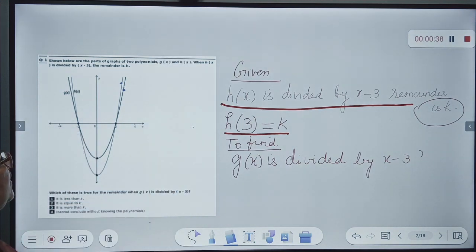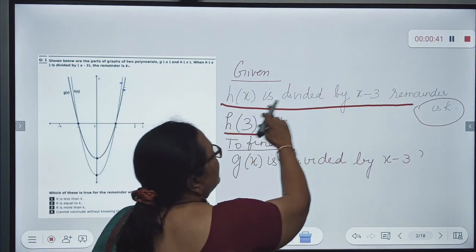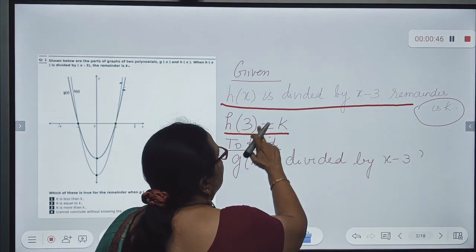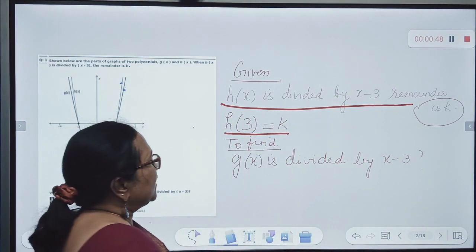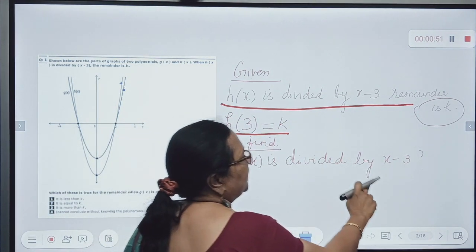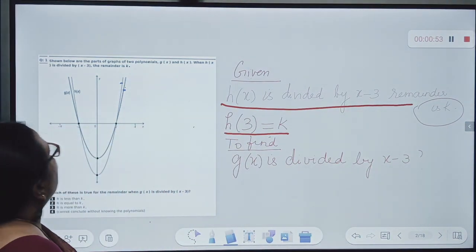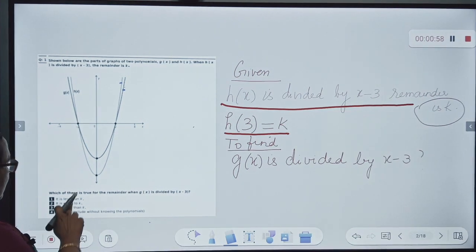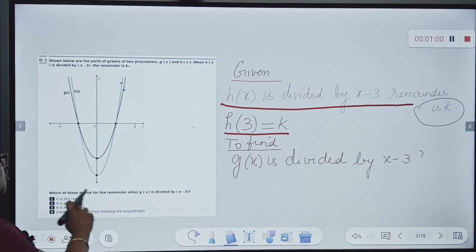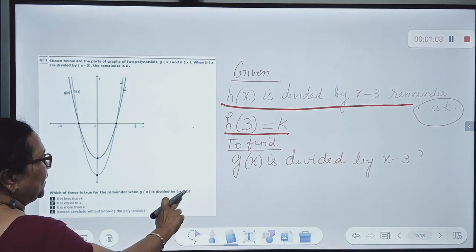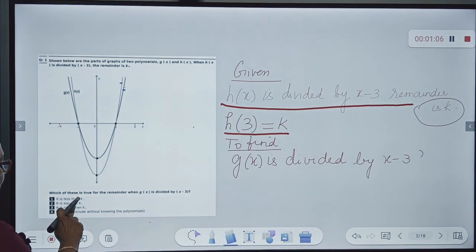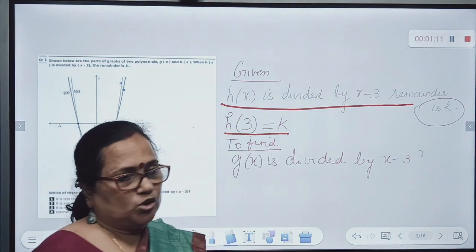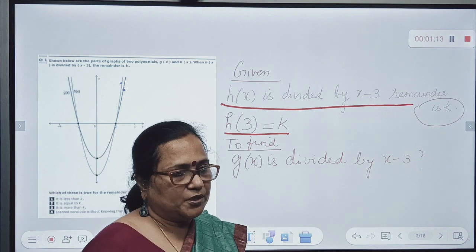Okay, now you are given the information that when h of x is divided by x minus 3, the remainder is k. That is, h of 3 is k. You have to analyze what happens to g of x when divided by x minus 3. The graphs of h of x and g of x are given. This is a multiple choice question. Which is true for the remainder when g of x is divided by x minus 3? Is it less than k, equal to k, more than k, or is it inconclusive? You cannot conclude anything from the given information.